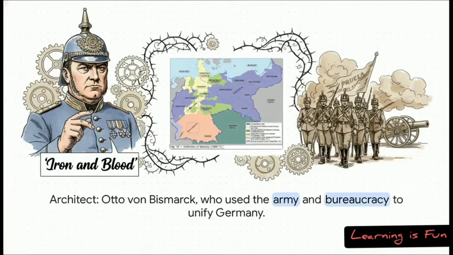Take Germany, for instance. The guy who finally united the country wasn't some liberal poet. No, it was Otto von Bismarck, the super conservative chief minister of Prussia. He famously said that the big questions of the day wouldn't be decided by speeches and votes, that was the mistake of 1848, but by iron and blood. And he meant it. He used the powerful Prussian army to unify Germany from the top down.